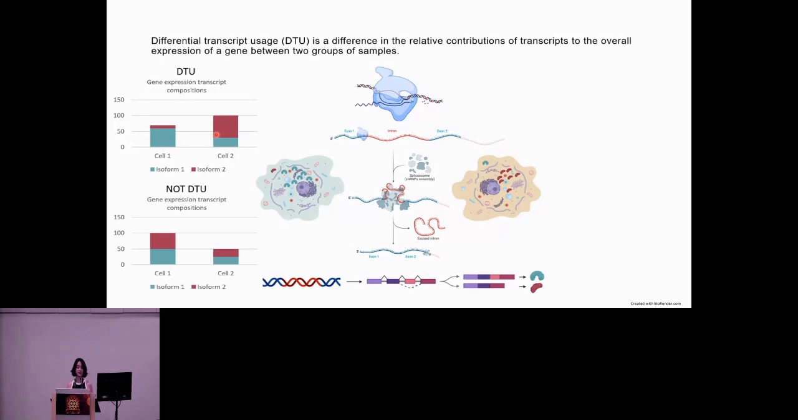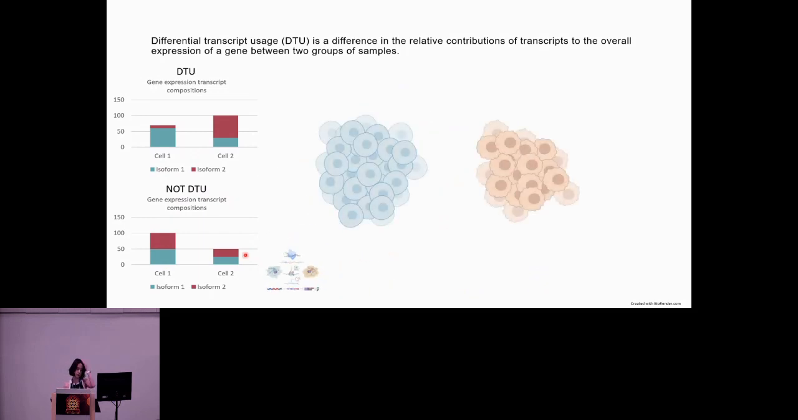And what DTU is not, however, is a simple change in the expression values of individual transcripts. So if you were to look in this picture and analyze individual isoforms, you would see a significant decrease in their expression profiles in the second cell, but because their relative proportions to each other does not change, we do not consider this a case of DTU.